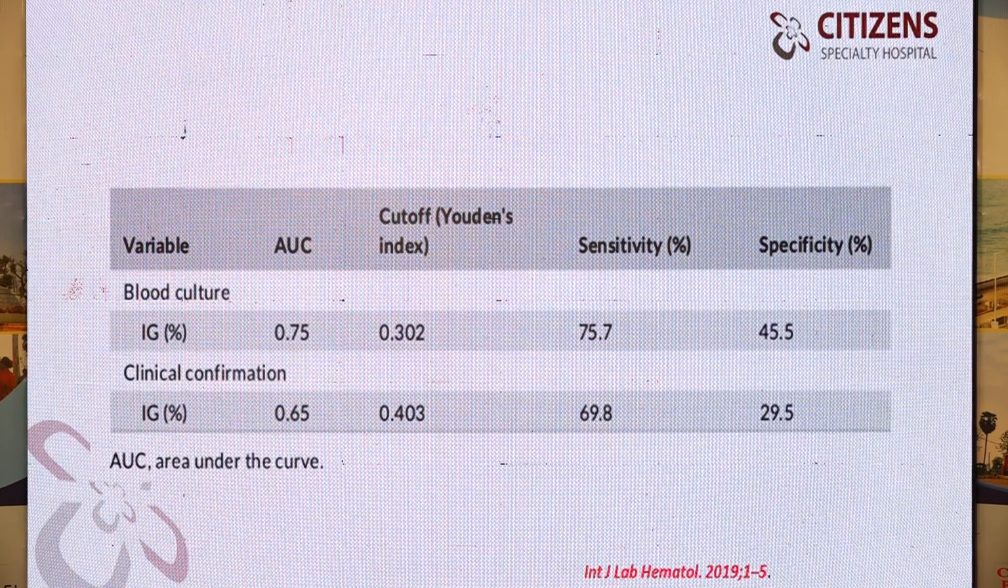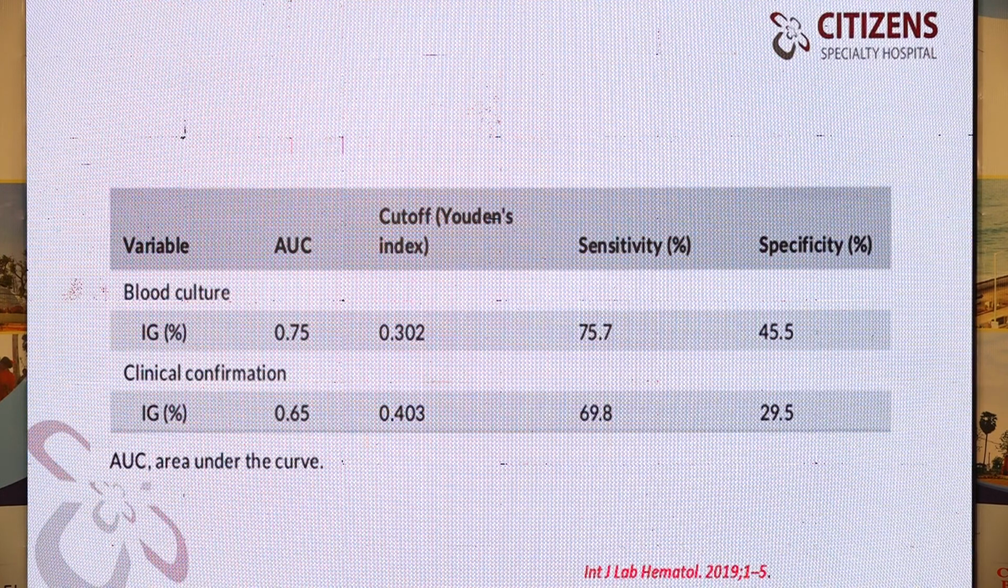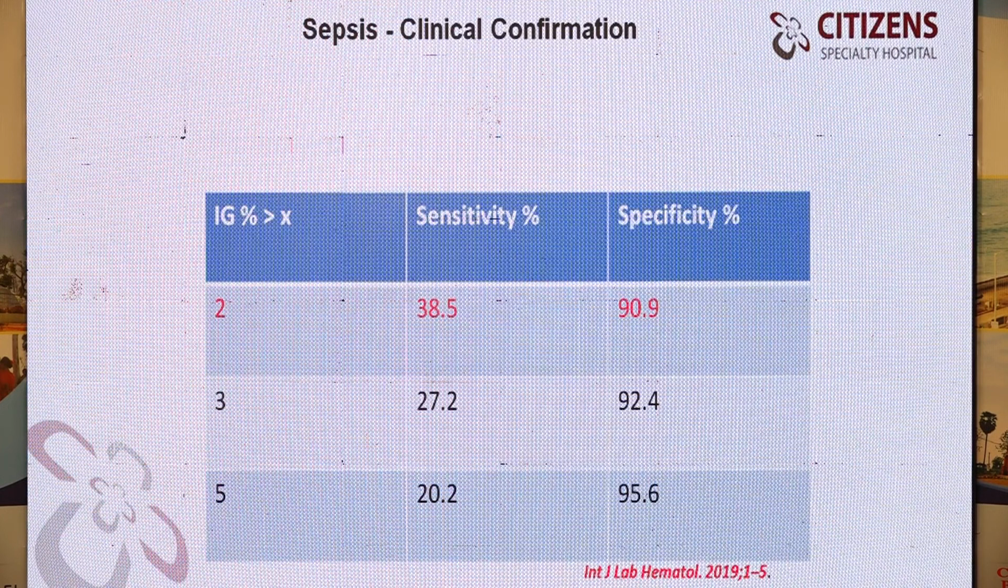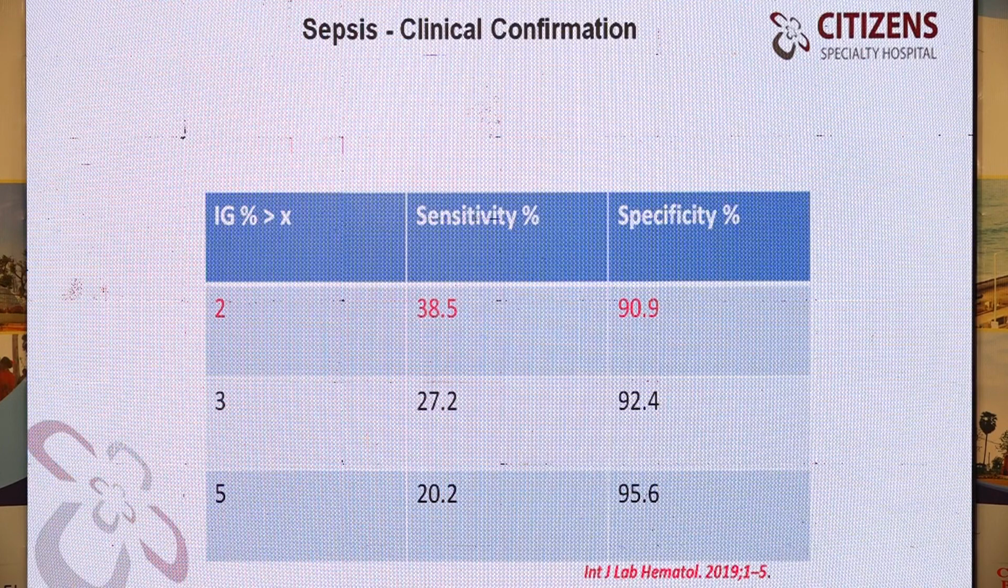It is difficult to grow a culture. So here is the sensitivity with the blood culture, or with clinical information. Sensitivity is 75% with blood culture and specificity 45%. With clinical confirmation, sensitivity is 69% and specificity is 29%. They also looked at increasing IG percentages of 2, 3 and 5. As the IG percentage increases, the sensitivity decreases and the specificity increases, but not by much. That is why, if a patient's immature granulocyte percentage is 2%, we can say the specificity is almost high in these patients.